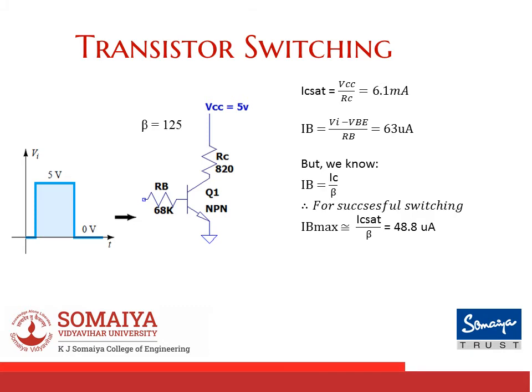Next, you will verify whether it will operate properly as a switch. So you calculate IB max, which is 48.8 microamperes, and you are satisfied that IB that you just have found out is greater than IC saturation by beta, and the circuit will surely work as a switch.